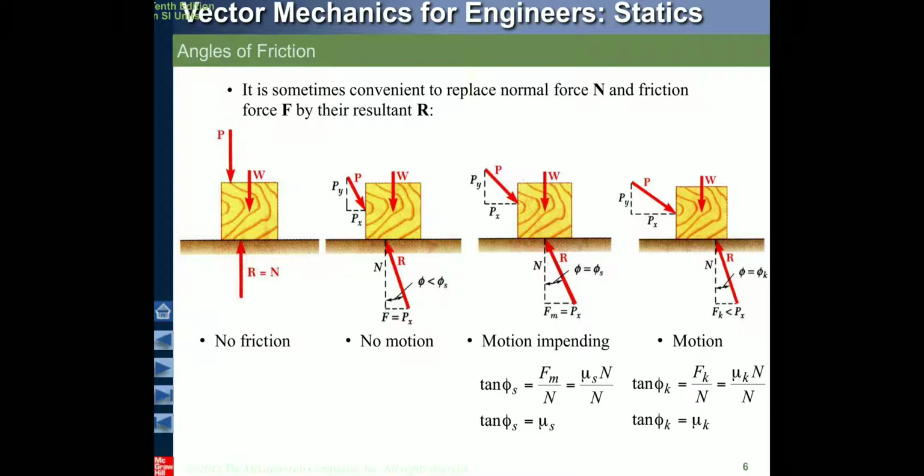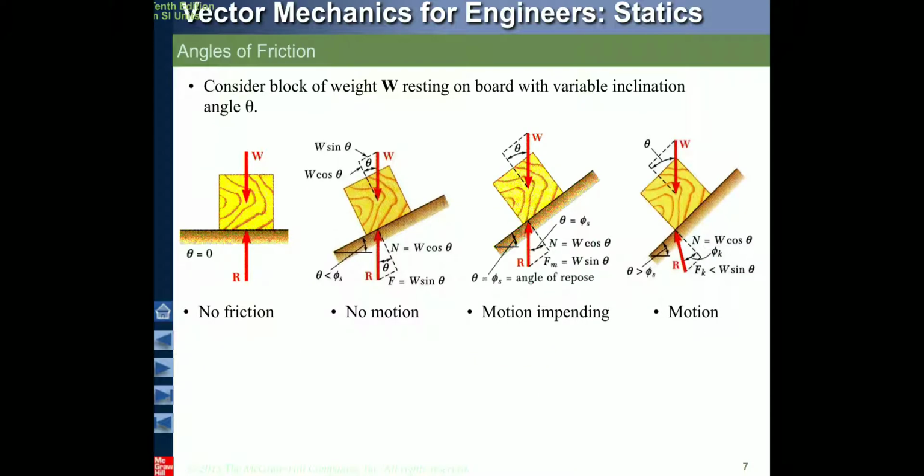For moving, it is equal to Fk by N. Then if the block is on a plane inclined at a certain angle, the 4 situations we can understand. Here also the normal will be acting perpendicular to the surface. Friction force will be acting in the opposite direction of the action force.